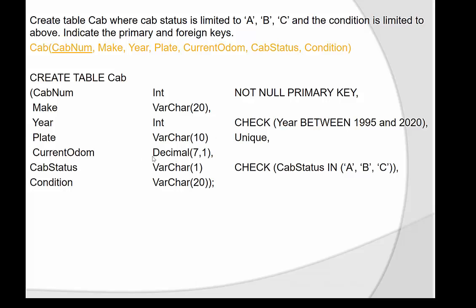Here's our current odometer, and here's decimal. So the decimal will allow one value to the right of the decimal place. Here's our cab status. Using the check constraint, again, there's no name assigned to that constraint. And cab status must be in, and here is my list of characters. I like to think of this as a set. One of this set of values. And then here is our condition, and no constraints on condition.